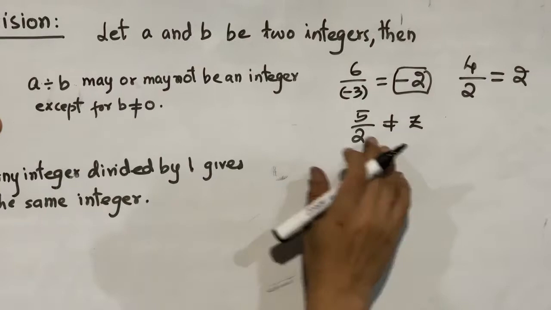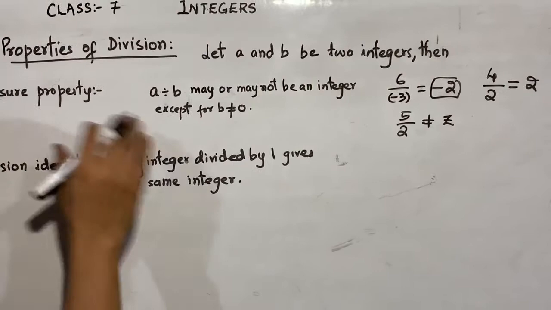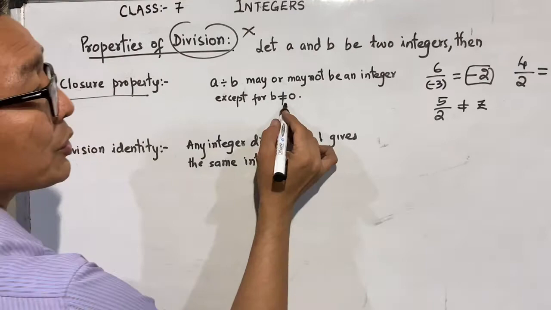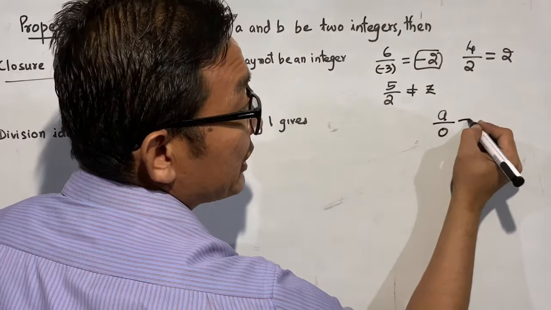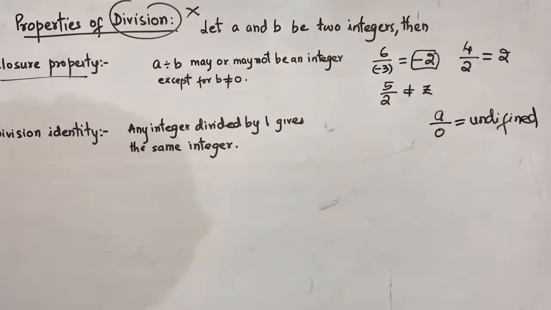Therefore, integers are not closed under division. And division by the number 0: the denominator 0 is undefined. So the closure property does not hold in division.